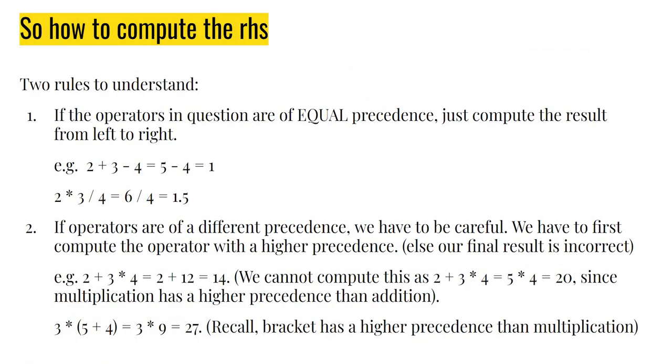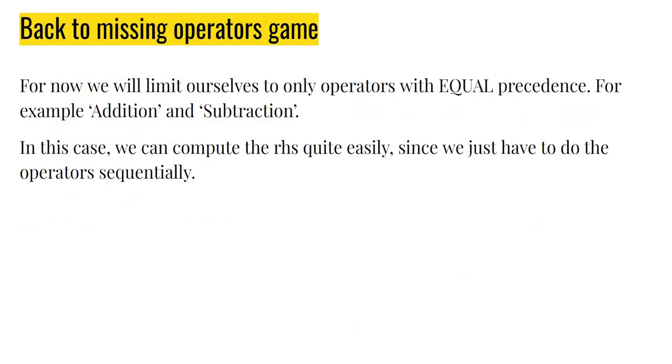So, I think we already spoke about this. How do you compute the RHS? If the operators are of equal precedence, as we have done here, then just compute them from left to right. If they are of a different precedence, be careful. First compute the one which has a higher precedence, then the lower precedence, and so on. So, obviously more coding is required to do this. That's why this is all left as a bonus. But I hope this gave you an idea on what exactly is to be done.